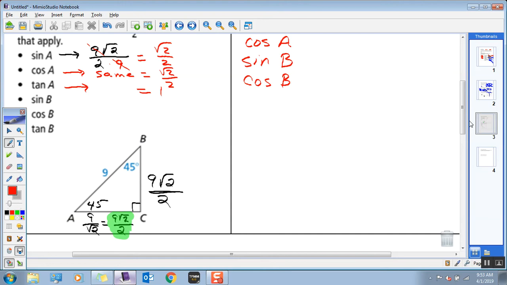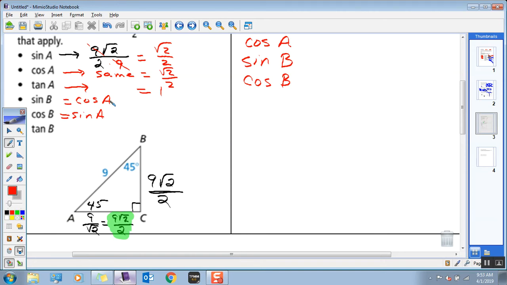Yeah, that's what I meant by saying, okay? So yeah, I don't disagree with you. The sine of A would be the same as the cosine of B, right? And then the sine of B would equal the cosine of A, which we both knew was root 2 over 2 there.